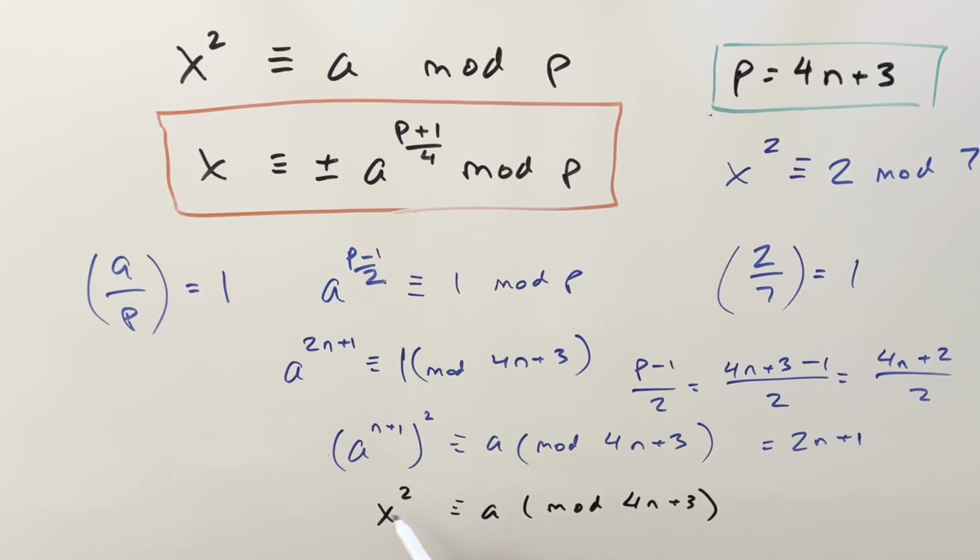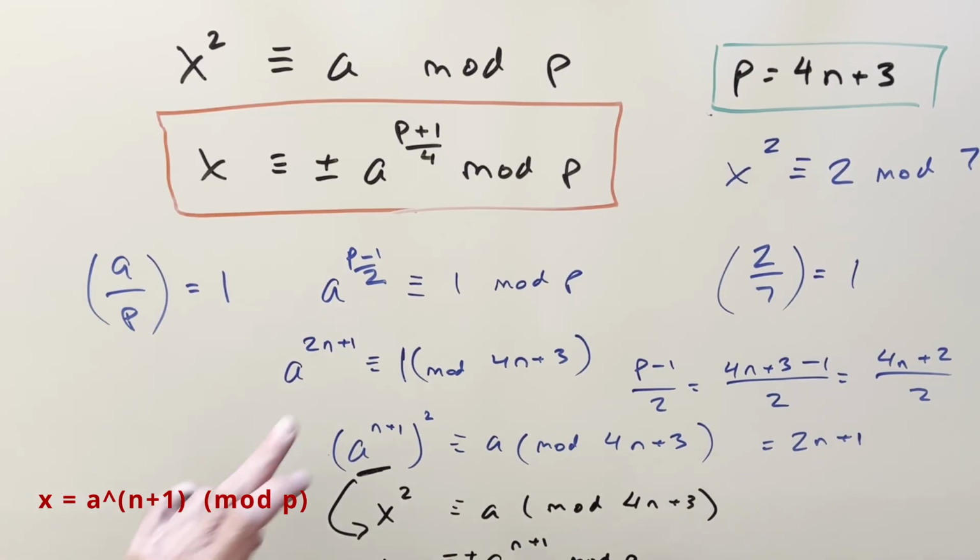Looking at it this way, we have an obvious solution: if we just plug in x equals a to the n plus 1, that's going to give us a, and that's going to be a solution. So what we have here is x is going to be congruent to a to the n plus 1 mod p. And actually, because we're squaring it, I should say that this is congruent to plus or minus a to the n plus 1 mod p.